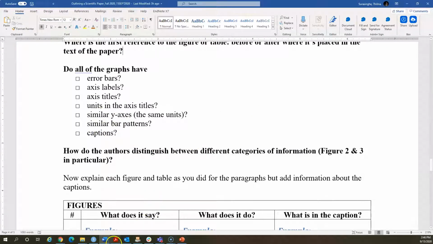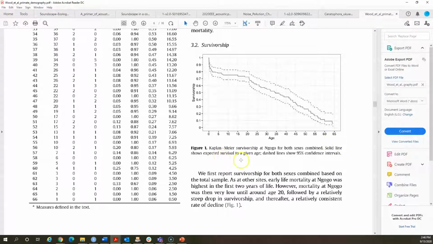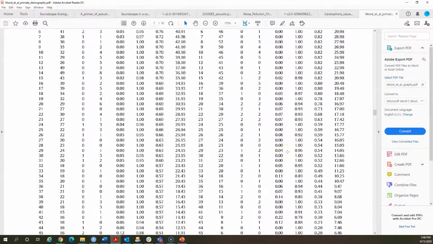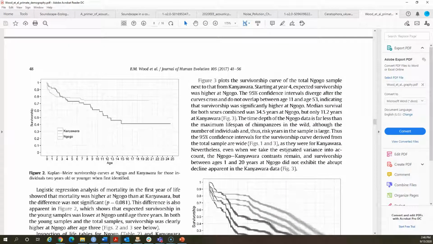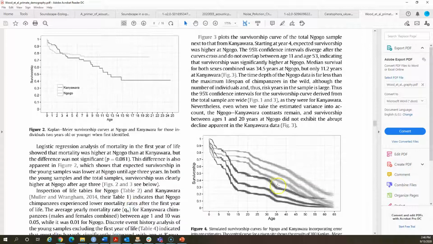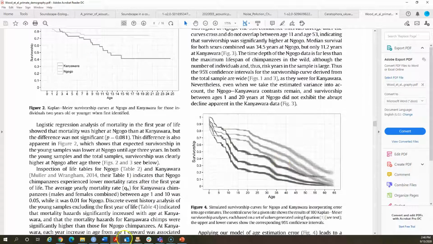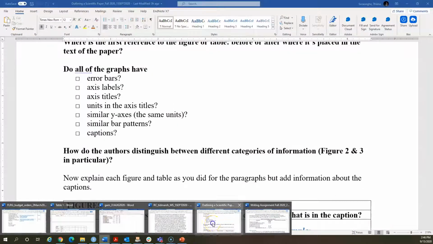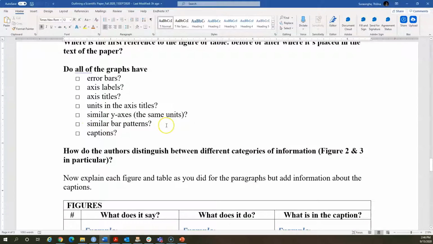And captions. It did have a caption, right? I don't remember what it is, but look at this. It actually has captions, right? And you can answer the same questions over here. And some of those points may not be applicable. For example, a line graph does not have anything related to bars, so you can actually just write not relevant. Particularly, both of these are line graphs, right? So if the question says similar bar patterns, actually this is not a bar graph. You can write that.